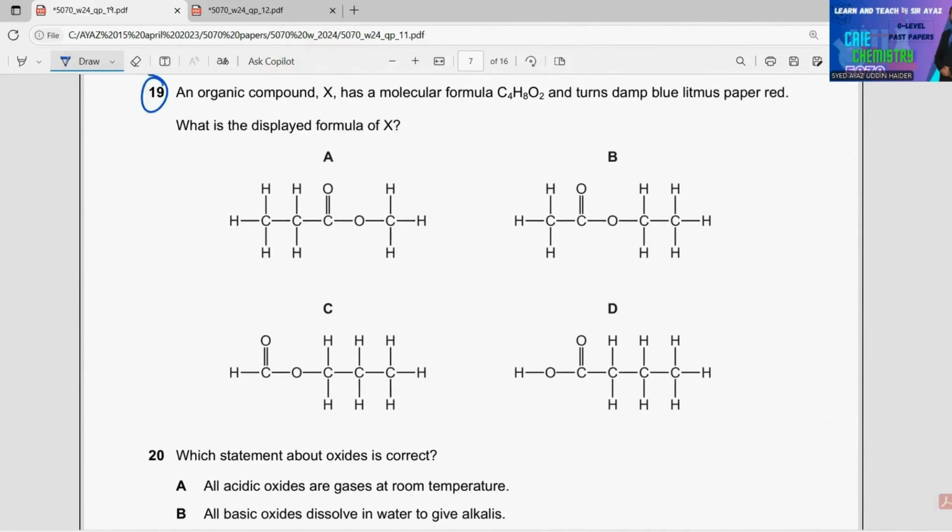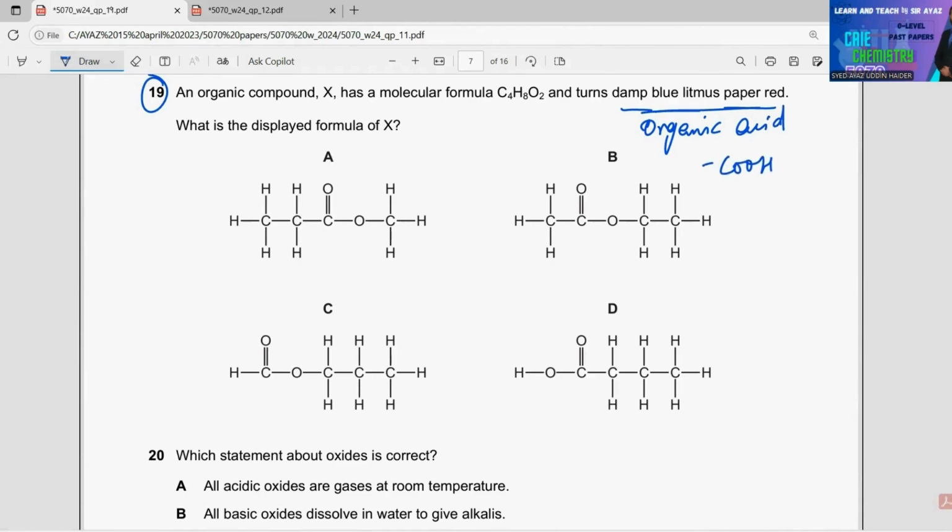An organic compound X has a molecular formula C4H8O2 and turns damp blue litmus paper red. What is the display formula of X? Now, the information indicates it must be an acid. And we have an organic compound, so it must be an organic acid. An organic acid must have COOH in it.